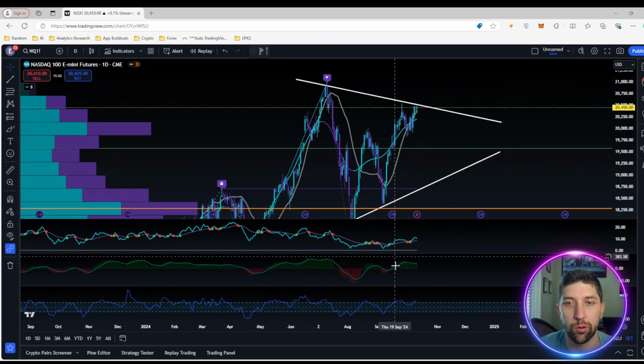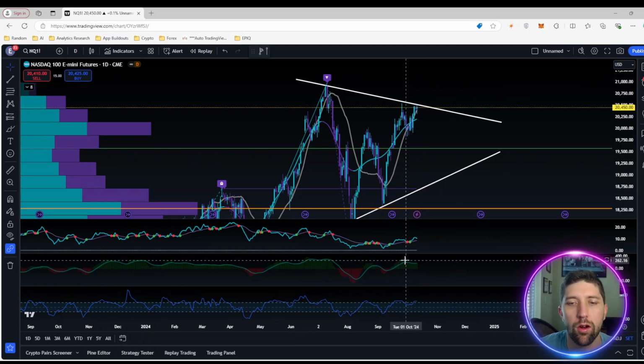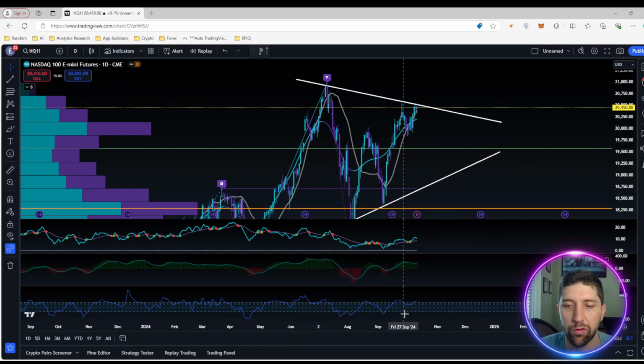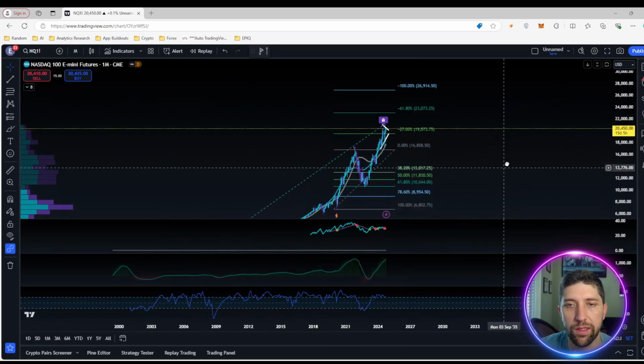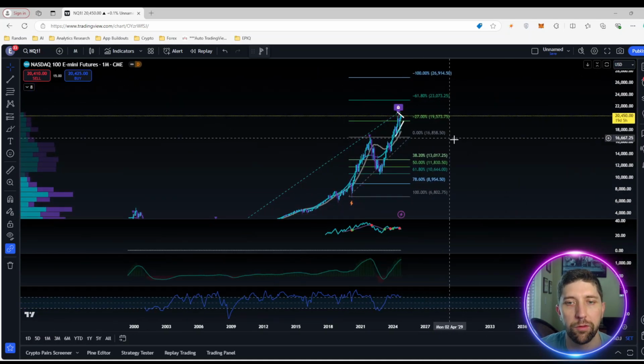You can also see that we're relatively overbought on the MACD, not super overbought, but relatively overbought. And the same thing based on the CCI, we're already showing those signs of exhaustion. And you'll notice over here, this negative 27. I'm going to explain this a little bit too. This is going to be a take profit 1 point from a Fibonacci play.